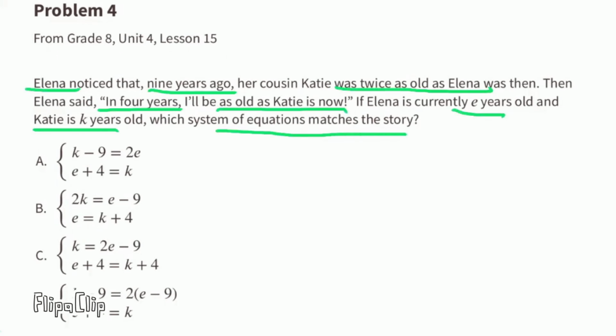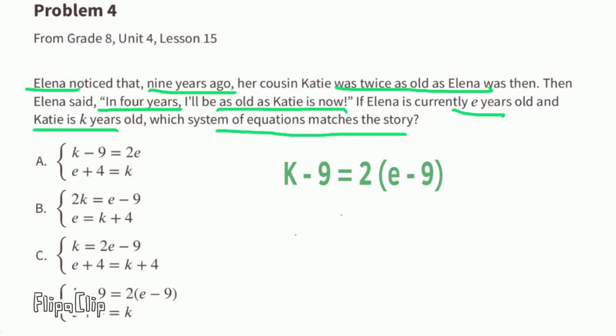Elena noticed that 9 years ago, her cousin Katie was twice as old as Elena was then. Then Elena said, "In 4 years, I'll be as old as Katie is now." If Elena is currently E years old and Katie is K years old, which system of equations matches the story? Since Elena noticed this 9 years ago, that would have been Elena's age minus 9 and Katie's age minus 9. And so 9 years ago, Katie was twice as old as Elena.